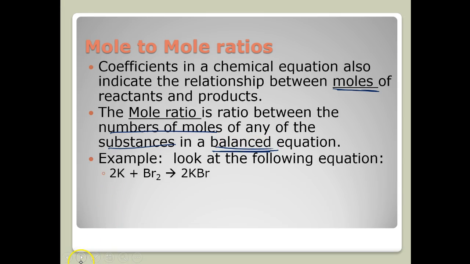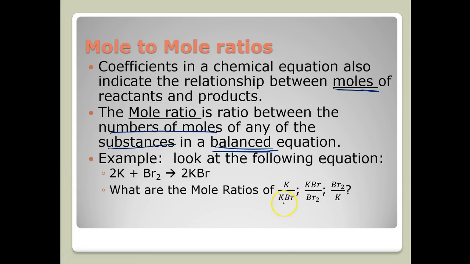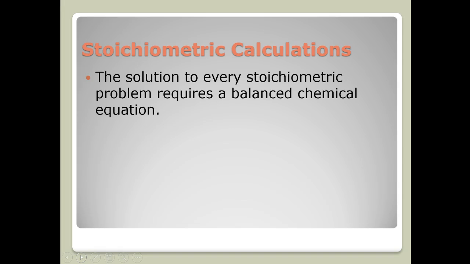So for example, in this balanced chemical equation, the mole ratio of K to KBr is a ratio of 2 to 2. It takes 2 Ks to make 2 KBrs. And for KBr to Br2, it's 2 KBrs to 1 Br2. Remember, that's understood to be a 1. And for Br2 to K, it's 1 to 2. And all I did was use the coefficients from the balanced equation to set up those ratios. So the solution to every stoichiometric problem requires the balanced chemical equation first.